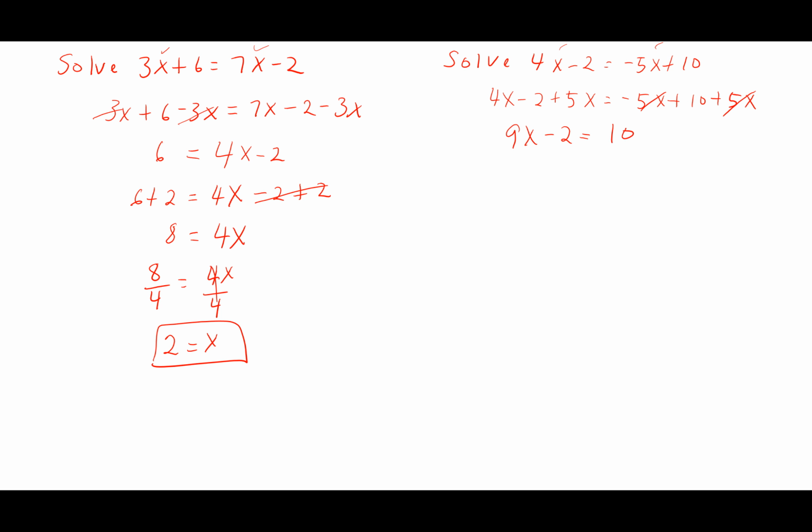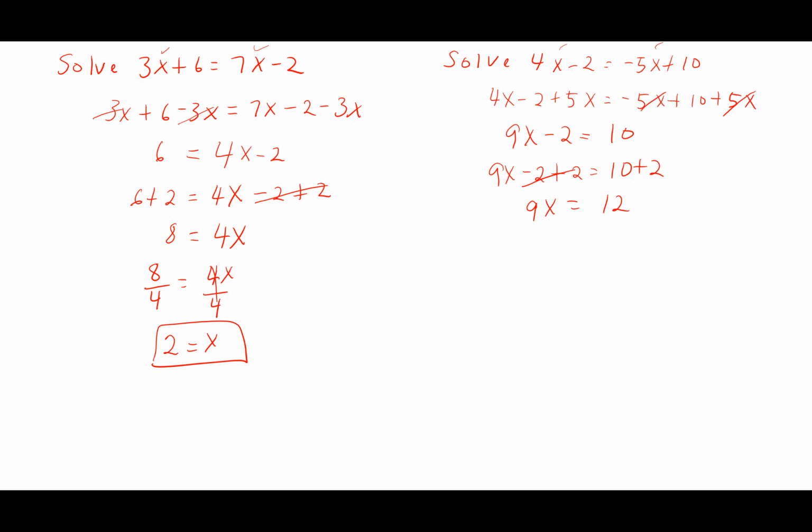So now we need to get this 2 over here to this side. So we're going to add 2 to both sides. So that's going to be 9x minus 2 plus 2 equals 10 plus 2. That's going to go away. And we're going to have 9x equals 12.